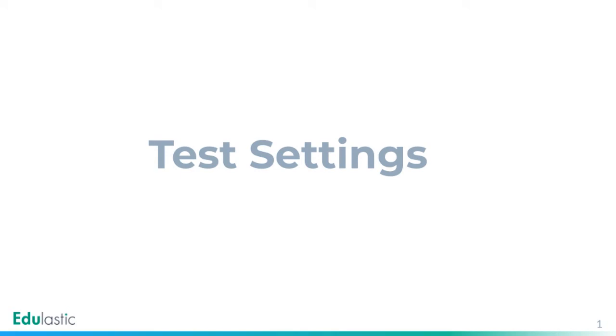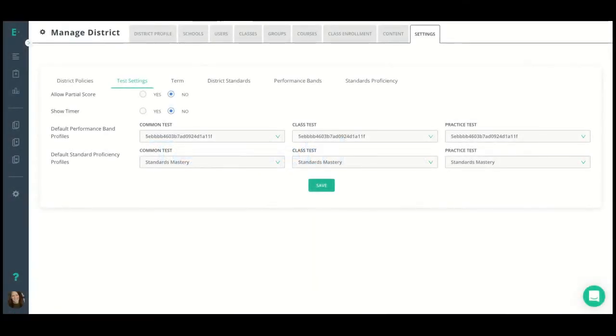Now let's move over to the test settings. The test settings is where you'll determine the test environment. This includes allowing partial scoring, test timer, and performance bands. The recommendation for these settings is to mimic your state test or your district benchmark scenarios. For example, if your state assessment tool gives credit for partially correct answers, or the students see a timer on their tests while they're taking the state assessments, you may want to leave this on to acclimate the students to the high-stakes environment they'll encounter.